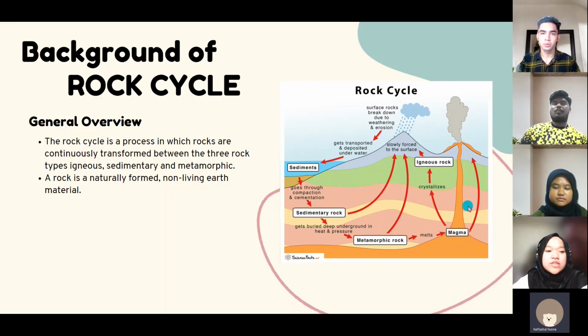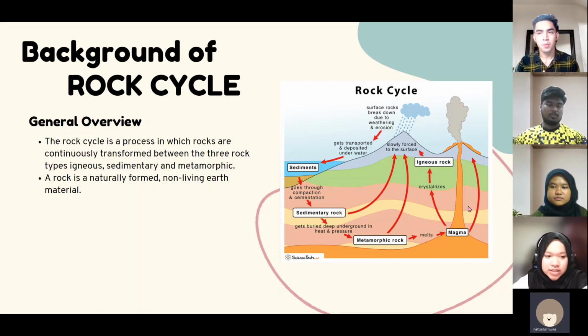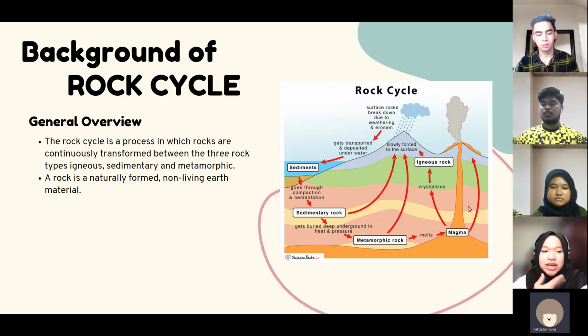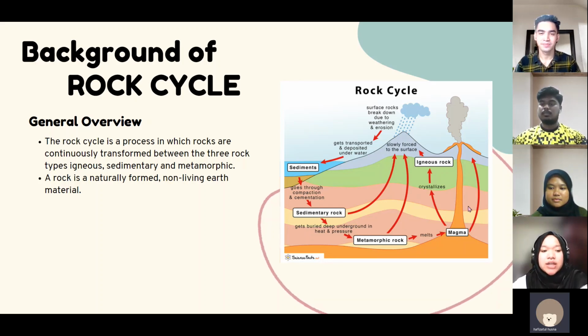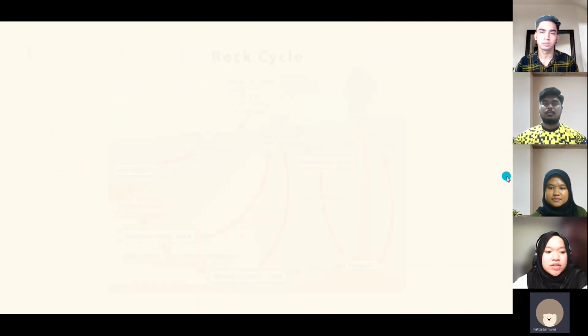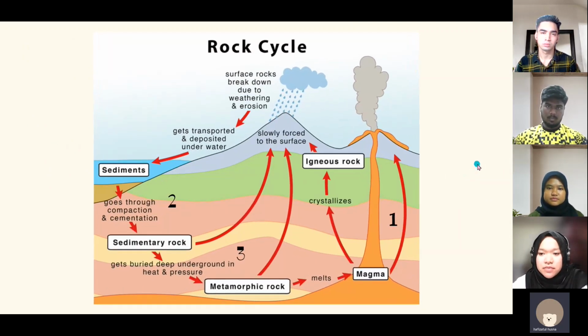According to the geotechnical engineering textbooks, the rock cycle is a process or a cycle in which rocks are continuously transformed between the 3 rock types, which are igneous, sedimentary, and metamorphic rocks. It shows how any one type of rock can be changed into any other type of rock. For example, sedimentary rock may undergo metamorphism to become metamorphic rock. Next page. It shows the full overview of the rock cycle.